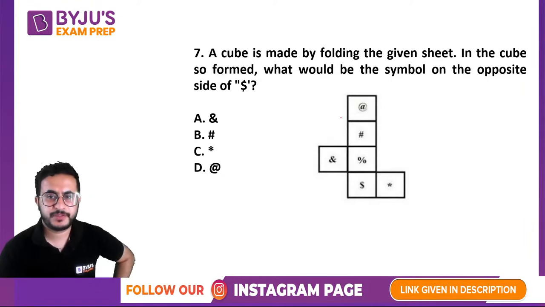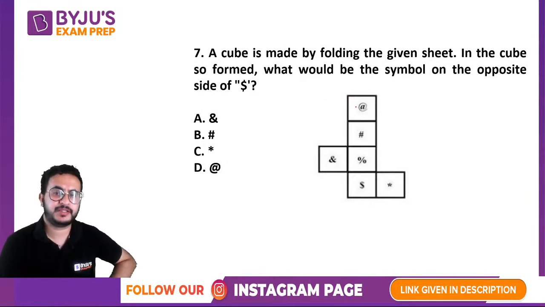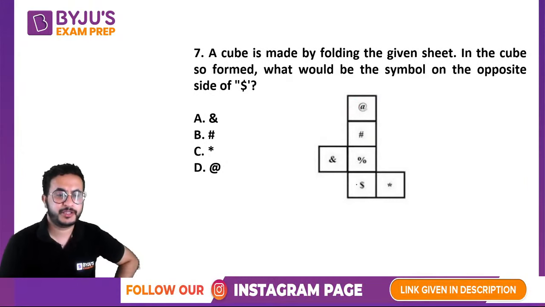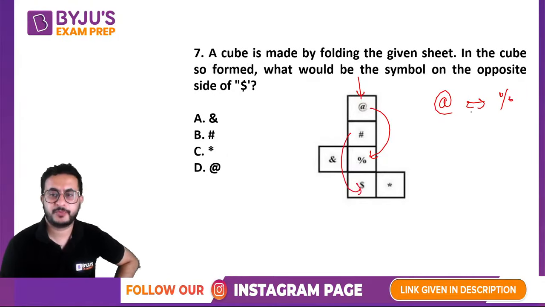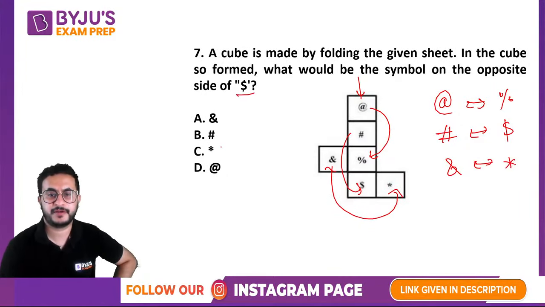Now see this, whenever you are given a shape, like they will give you an unfolded portion, how do you find the opposite faces? You take the longer side. Okay, this is the longer side. In this, alternates are opposite. So at the rate will be opposite to percentage. Okay, and hash will be opposite to dollar, and the remaining third pair is and will be opposite to star. So the opposite of dollar we have is the hash symbol.